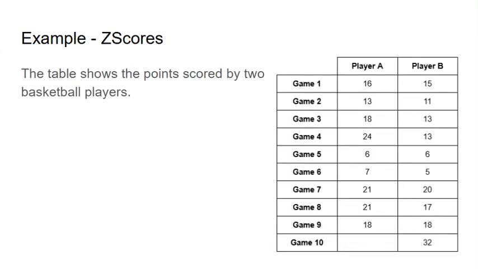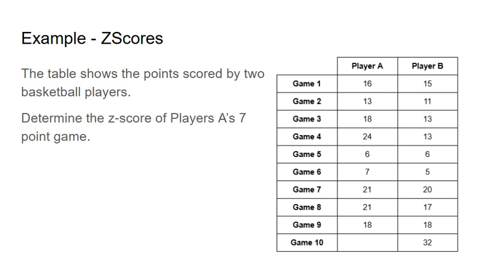Let's look at an example. This table shows the points scored by two basketball players. Suppose we want to determine the z-score of player A's 7-point game. Well, if you calculate the mean and the standard deviation of just player A's data, you're going to take the value we're interested in, 7, and subtract the mean, which is 16. Then you're going to divide by the standard deviation, 6.2, and you see that this game has a z-score of -1.5, which means they're actually below their mean. They weren't scoring as high as their average is.